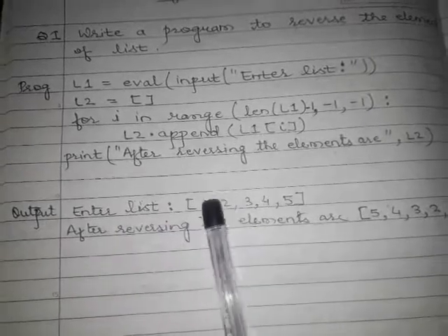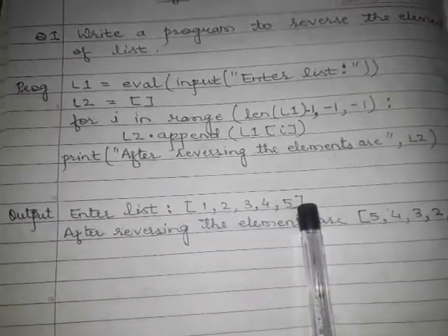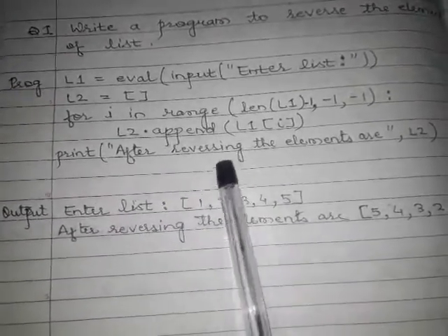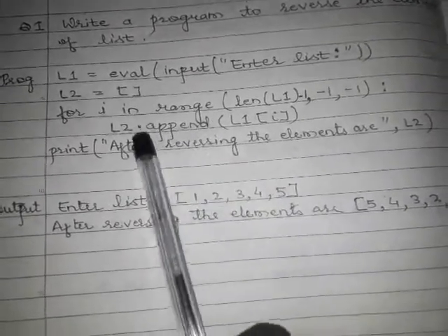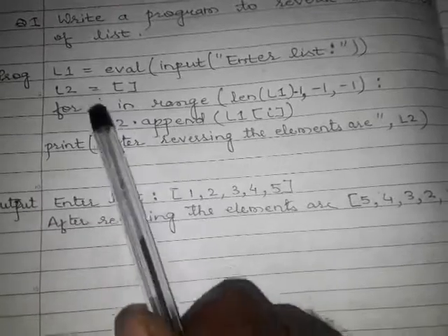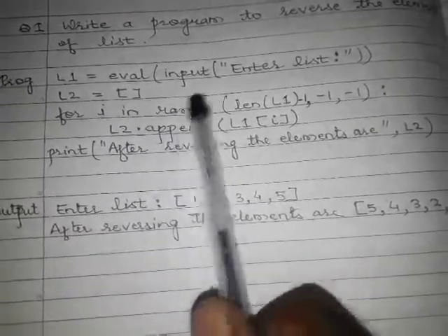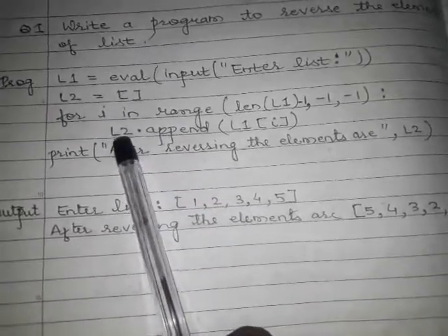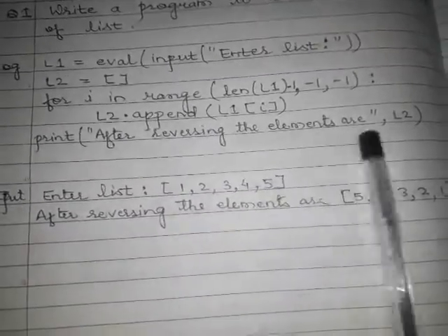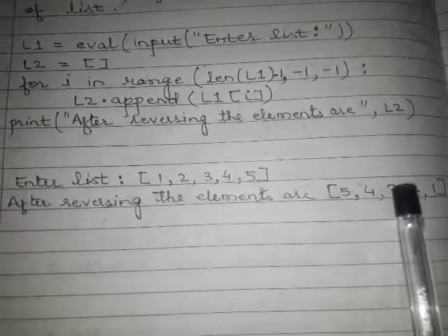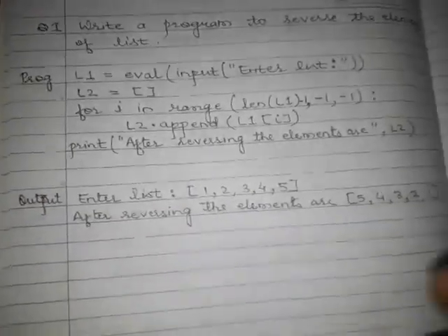Enter list. Our list will be 1, 2, 3, 4, 5. After reversing, all the reversed elements will be appended in the list L2, which is our empty list. Now after running this for loop, L2 will be populated with the reversed list of L1. So we print L2, which is 5, 4, 3, 2, 1. Look how this logic will work.